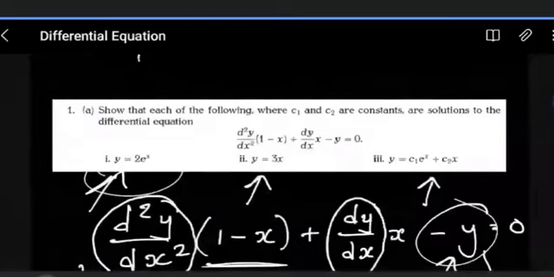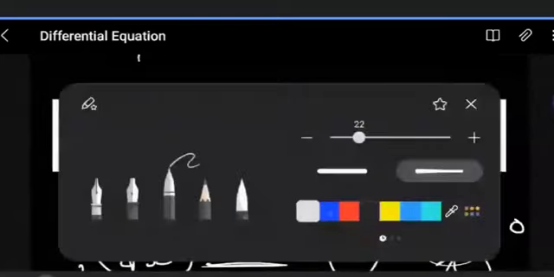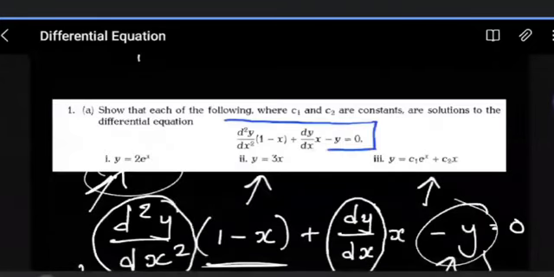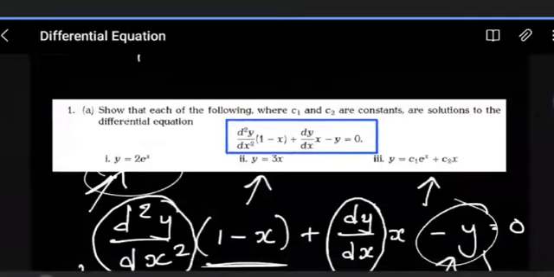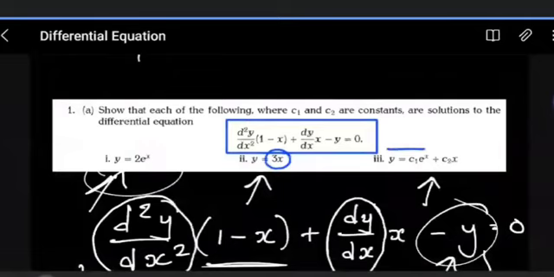So if you recall this problem, I think we had done it some time back. We had this differential equation, and then we were given 3 solutions, and we were asked to verify that those were actually solutions to the differential equation. So we started by first verifying that this was a solution, and then we also verified that 3x was also a solution. But look at that third case. In the third case, we have y equals c1, the exponential part, combined with the linear part.